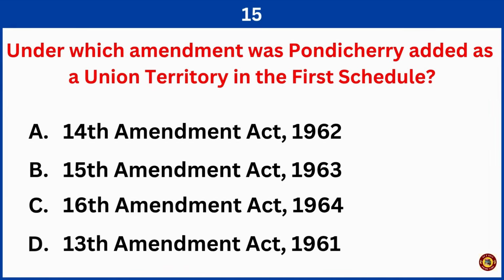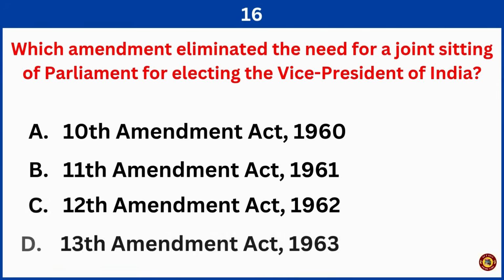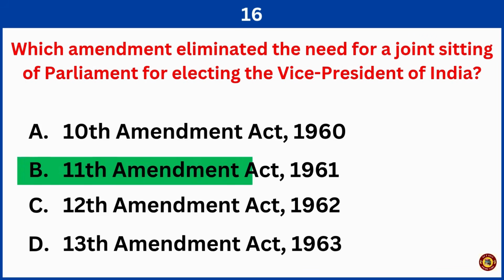Under which amendment was Pondicherry added as a union territory in the First Schedule? Right answer is option A, 14th Amendment Act 1962. Which amendment eliminated the need for a joint sitting of Parliament for electing the Vice President of India? Correct answer is option B, 11th Amendment Act 1961.